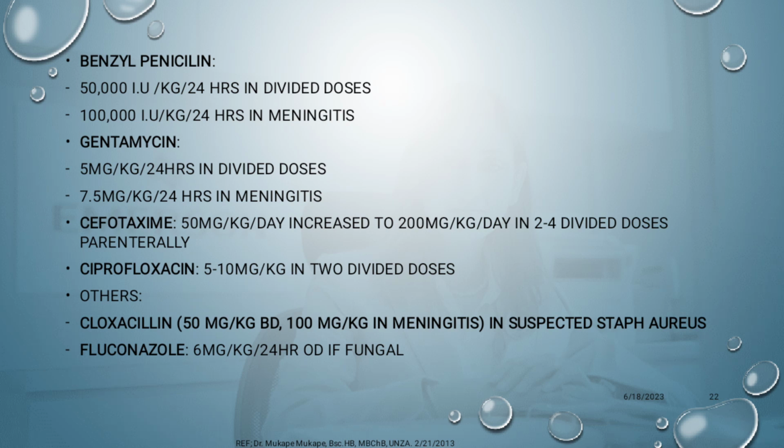Then if you are using ciprofloxacin, you should use 5 to 10 milligrams per kg in 2 divided doses. Then others, you can use flucloxacillin 50 milligrams per kg 2 times daily, and 100 milligrams per kg in meningitis, in suspected Staphylococcus aureus. Then of course fluconazole, if you are thinking it's fungal, you can use 6 milligrams per kg per 24 hours OD.